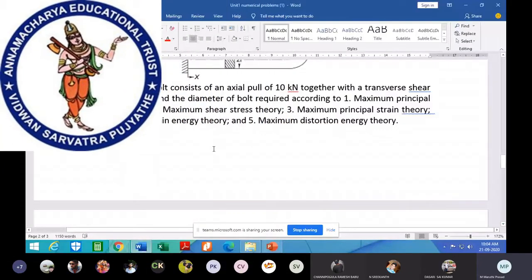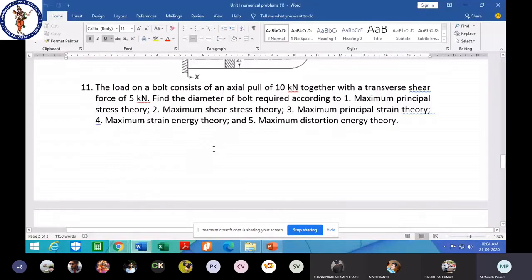As I discussed in the last problem, the load on a bolt consists of an axial pull of 10 kilonewton together with a transverse shear force of 5 kilonewton. Find the diameter of bolt required according to maximum principal stress theory, maximum shear stress theory, maximum principal strain theory, maximum strain energy theory, and maximum distortion energy theory.